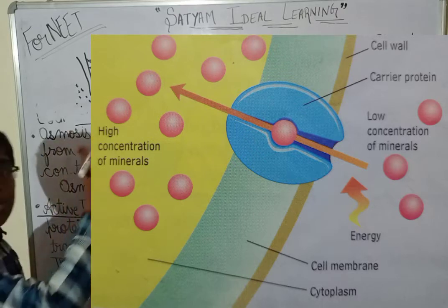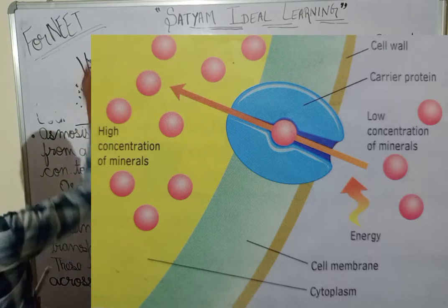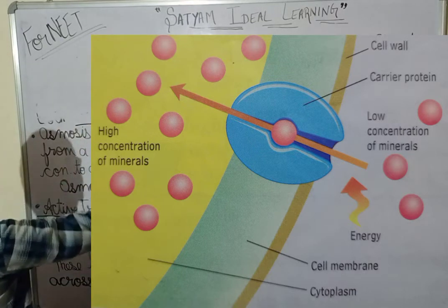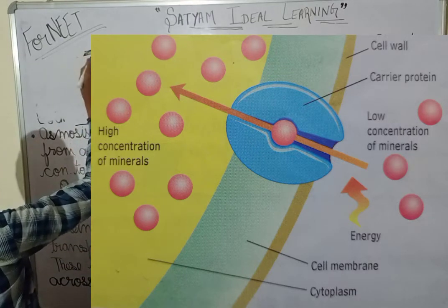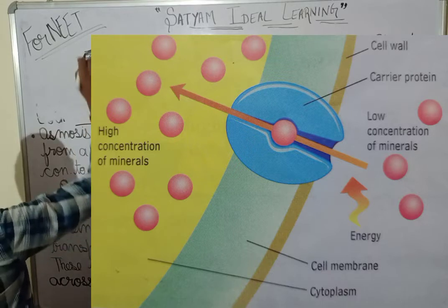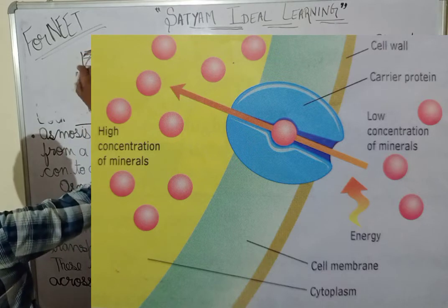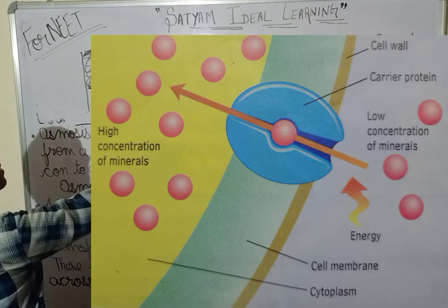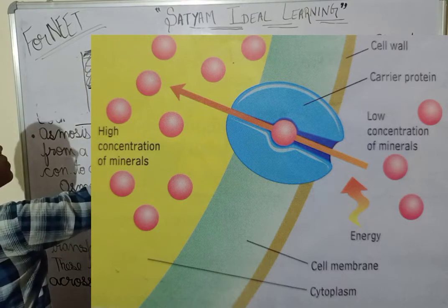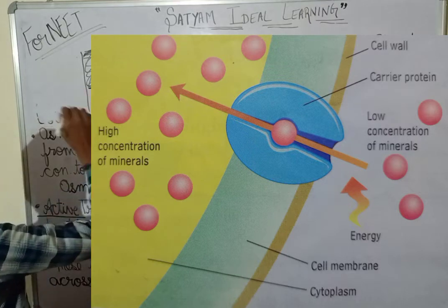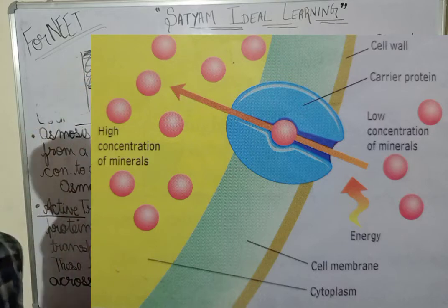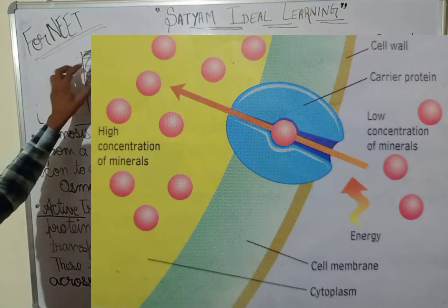Okay, so cell wall is there. Cell wall is there, and this is cell membrane. This portion is cell membrane, and this is cell wall. Okay. And carrier protein is there. In this cell membrane, there is carrier protein. Okay.